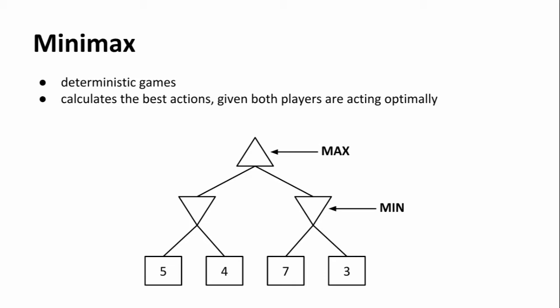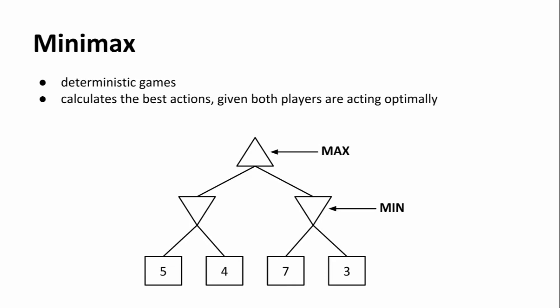And the minimizer is going to be trying to minimize the value of these leaves, and the maximizer is going to be trying to maximize the value. Okay? And then the goal of Minimax or any game solving algorithm is going to be to fill in the values of these intermediate nodes and to come up with an optimal policy.